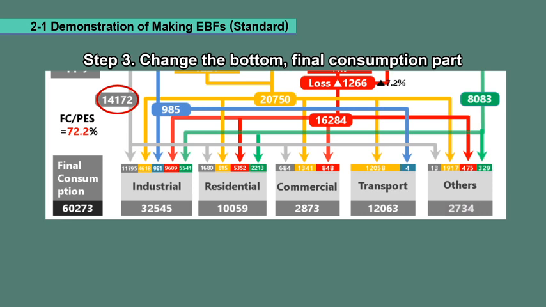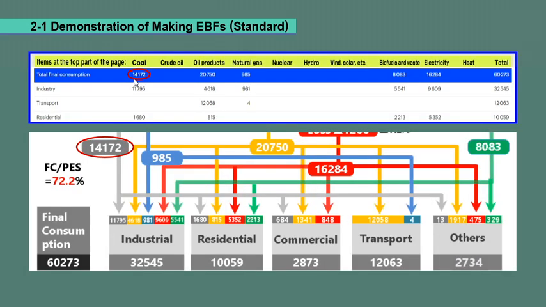Next, energy consumption by type. The final consumption of coal is 14,172. Enter 14,172 to total final consumption. Oil products, 20,750. Natural gas, 985. Biofuels and waste, 8,083. Electricity, 16,284. Enter the values to the total final consumption row.